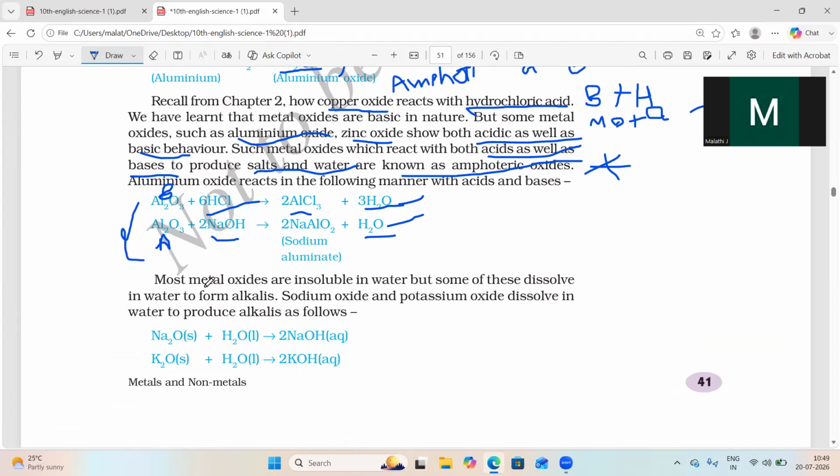So this is very important. One more thing you should note down: when metals react with oxygen, we get a metal oxide, and sometimes amphoteric oxides. So what will happen here? Most metal oxides are insoluble in water. Some can dissolve in water to form alkalis.